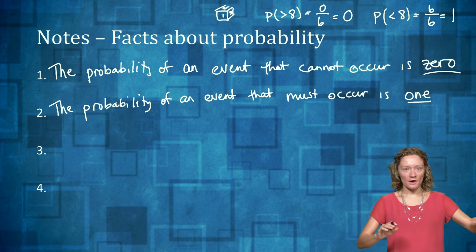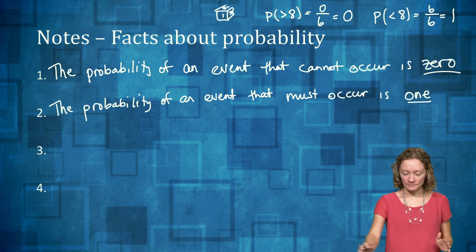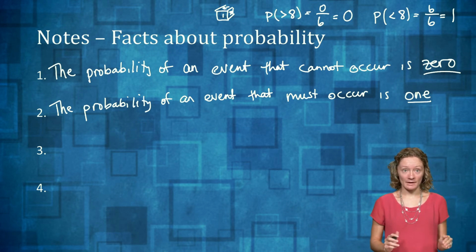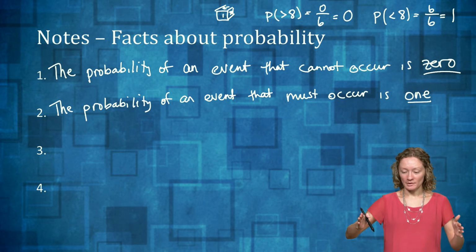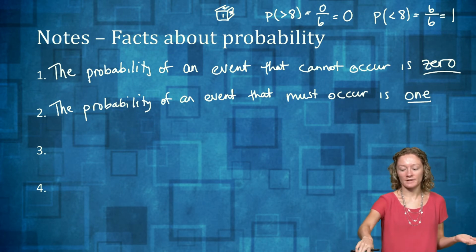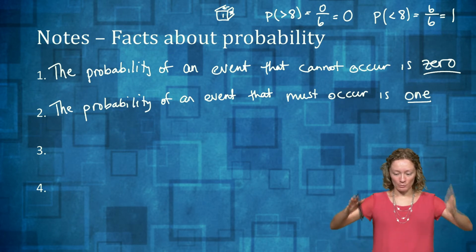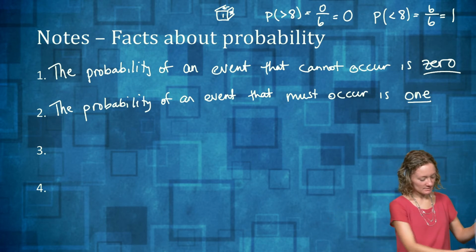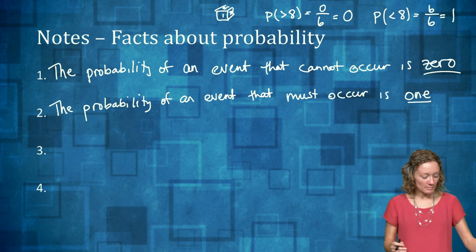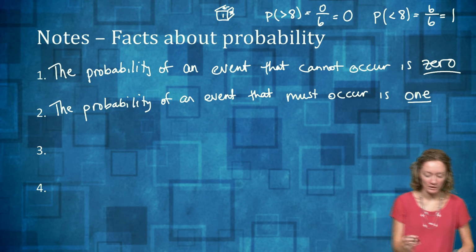So those are the two far ends of the spectrum. You have an event that definitely won't happen, getting a number greater than 8 on a standard die. That's 0. Or an event that's definitely going to happen. Probability would be 1, rolling a less than 8 on one roll. So between 0 and 1. The third fact is essentially that. Every probability is between 0 and 1 inclusive.